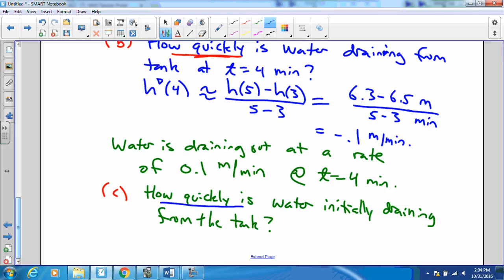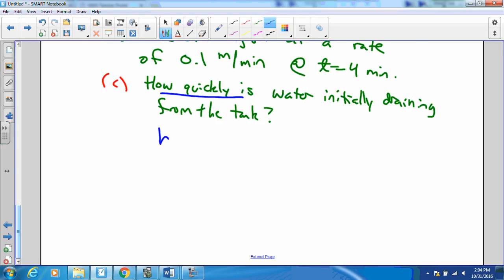Okay. Now, we see some elements that we have seen before. How quickly is a synonym for what math thing? What rate, which is math derivative h prime. But, strangely, they don't tell us what time they're looking for, or do they? What word do we see here? What does that mean? At t equals 0. Initially means at the start. So they're asking me for h prime of 0. You okay? Yes, initially is right, at the start, when t equals 0.